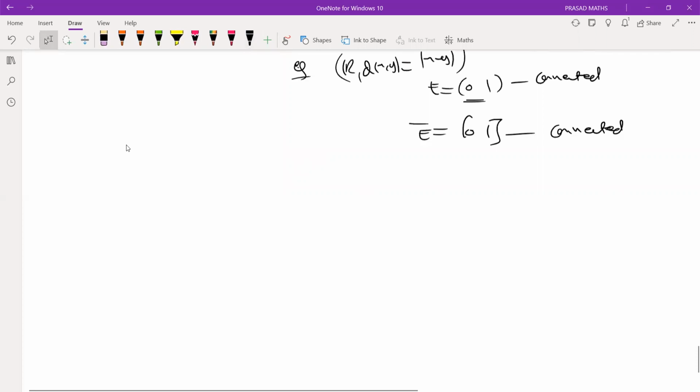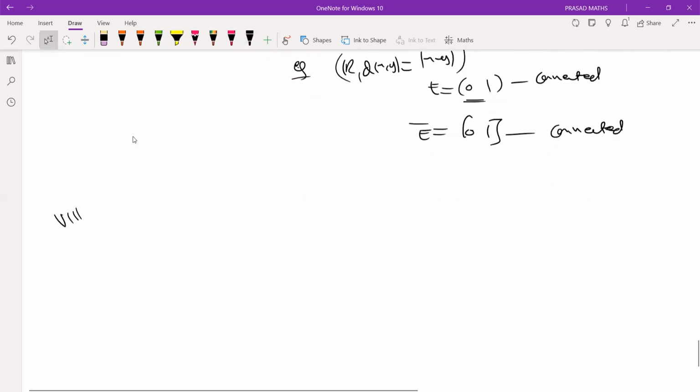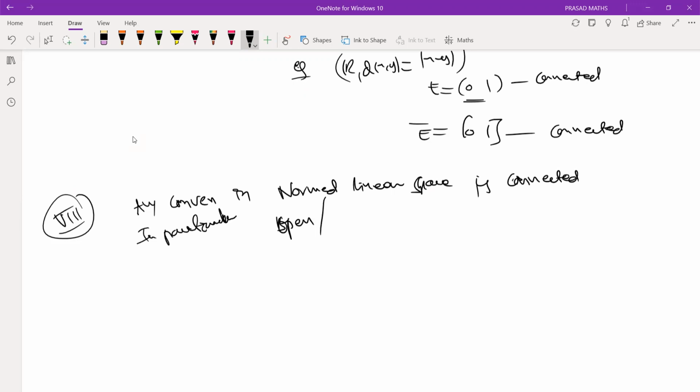Right? Next is property number 8. Any convex set in a normed linear space is always connected. So when you go through functional analysis, what is meant by a normed linear space? It is connected. In fact, it is always connected. So in particular, any ball, open ball or closed ball, is always connected.